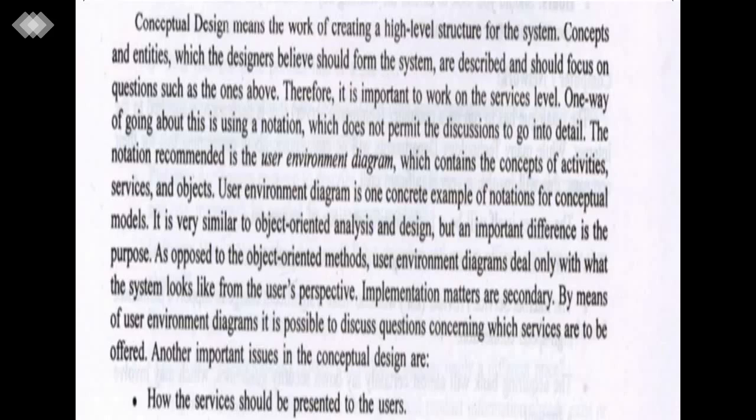So another important issue which is related to the conceptual design is how the services should be presented to the user. Which conceptual model is the interface to convey? Should perhaps a metaphor be used to make use of the users' experiences in different areas? What user information is needed if the users are to be able to make use of the services offered?